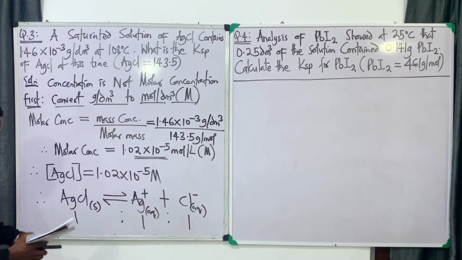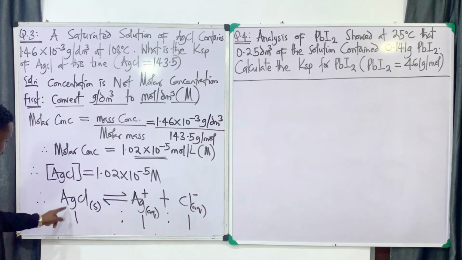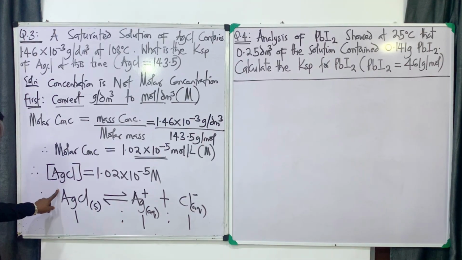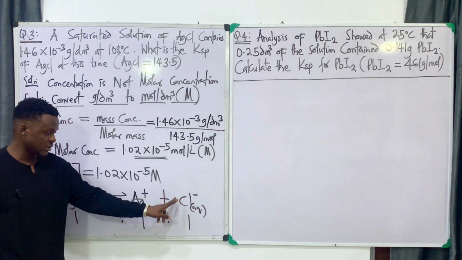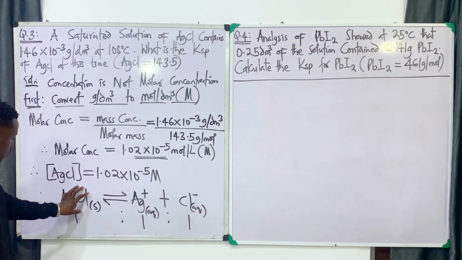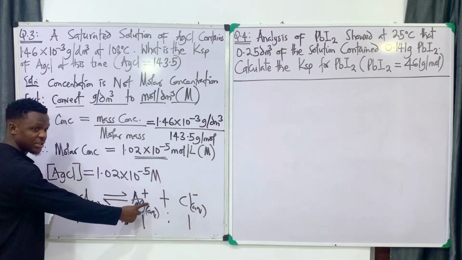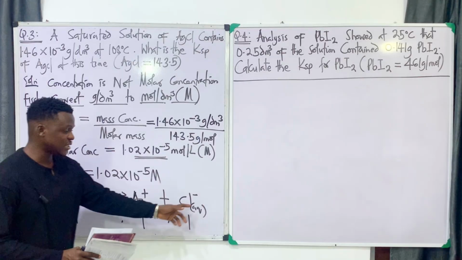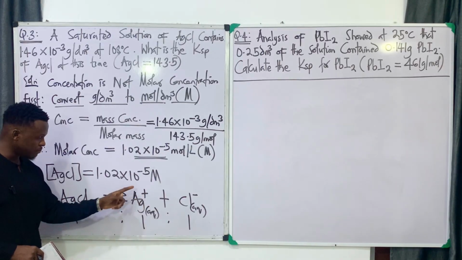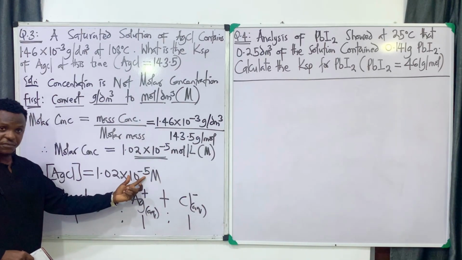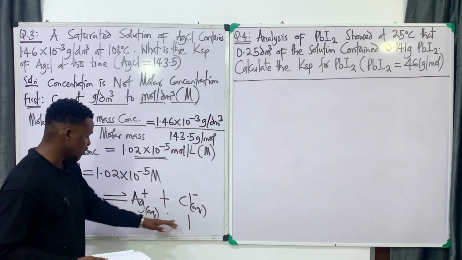So this is 1:1:1, which means whatever the concentration of this AgCl is, since the ratio is 1:1:1. How do we get this? If you look at the coefficient of AgCl, it is 1 here. Coefficient of Ag plus, it is 1. Coefficient of Cl minus, it is 1. That means the concentration of AgCl will be the same as that of Ag plus, and the same as that of Cl minus. So it's safe for us to say that the concentration of Ag plus will be 1.02 times 10 raised to the power of minus 5, and that of Cl minus will also be the same, because their ratio is 1:1.